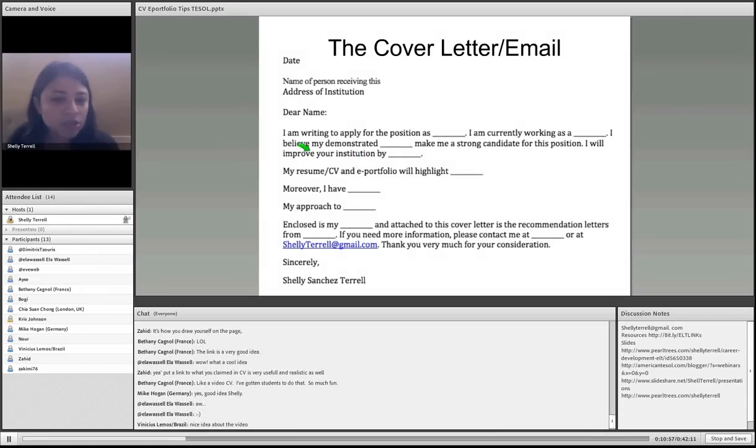This is another really important part. This is where your research comes in. I will improve your institution by how? Well, this is where your research comes in. You know the mission statement is that they want to get more classes or something like that, then give them specific examples. And don't be so general. Say, because I am one of these people.